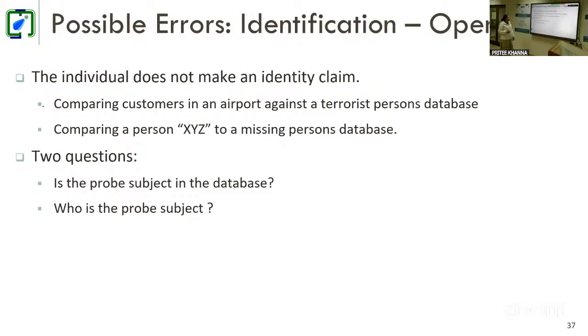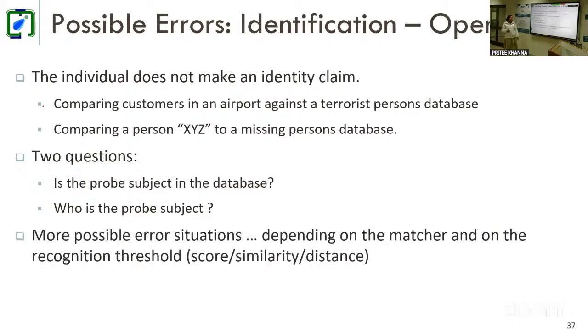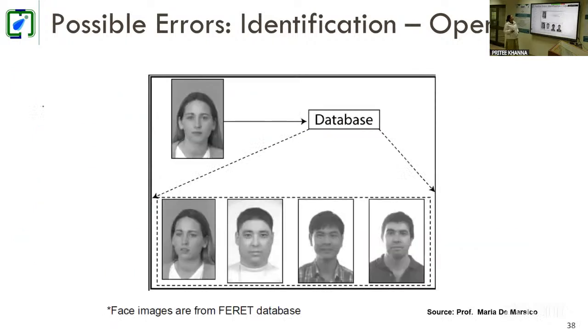So here there are two questions. First of all, is the person we are looking for in the database, and if yes, then who is it? Right. So these are the two things. And here there might be more possible situations, and this whole thing depends upon your matcher, right? And how you perform the matching. Let us see some examples here.